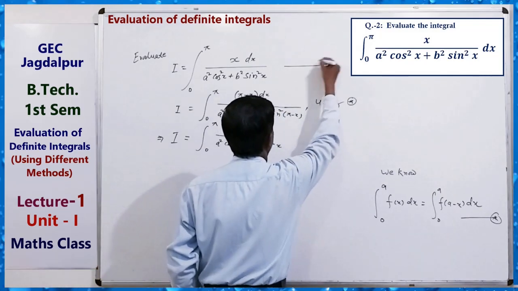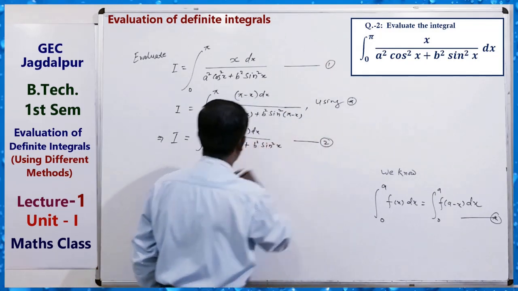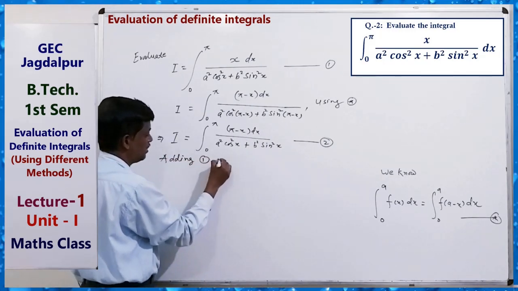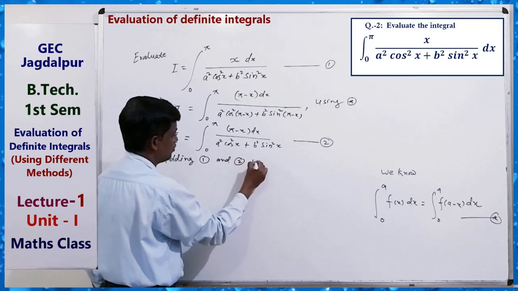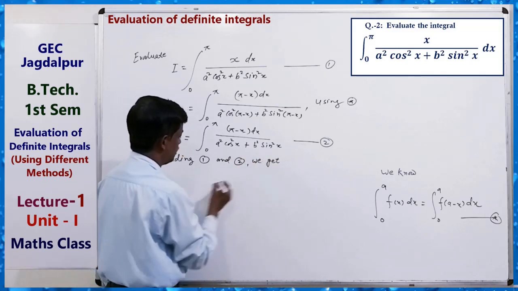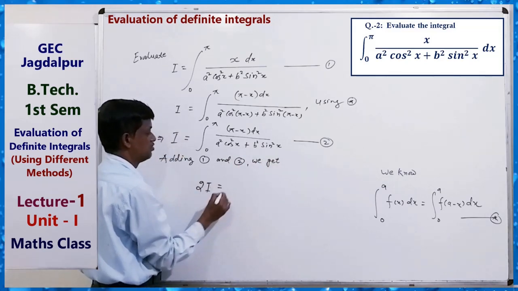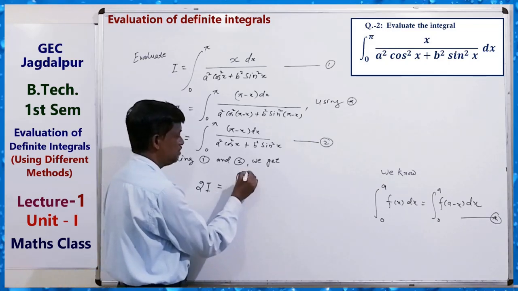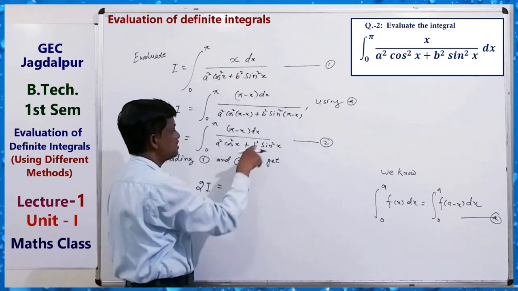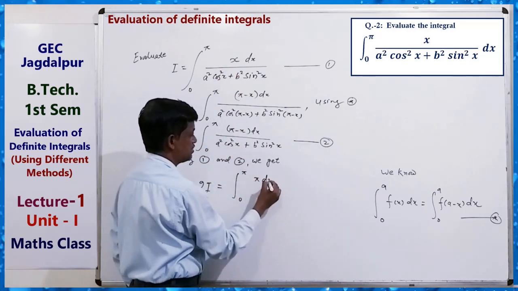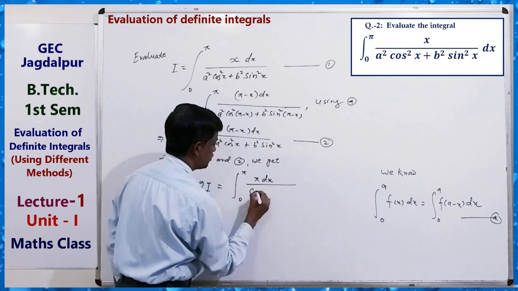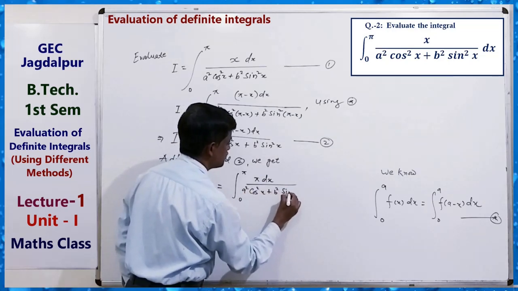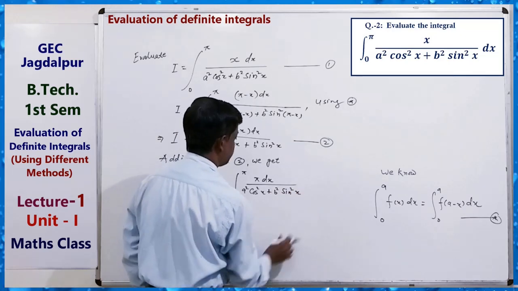So this is equation 1, this is equation 2. Adding 1 and 2, we get 2I equals the integral from 0 to pi, limits the same. So x cancels, only pi dx upon a square cos square x plus b square sin square x.